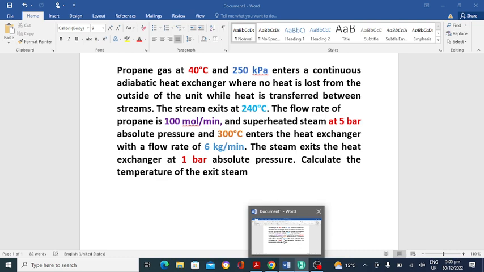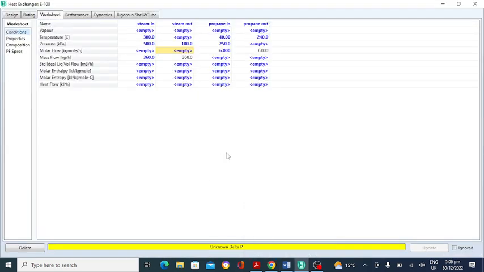So this is okay. Now what is the outlet temperature? What will be the outlet temperature of the steam? So it shows unknown delta T.